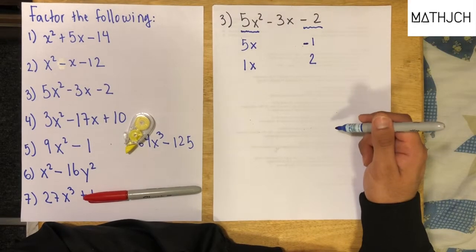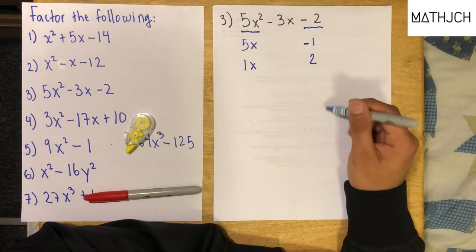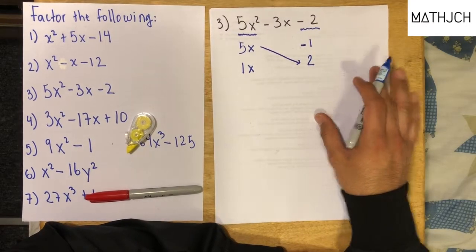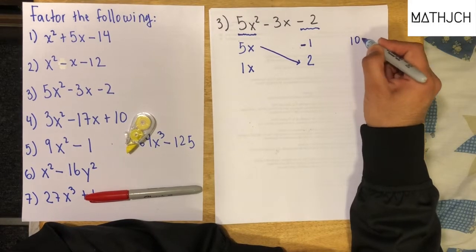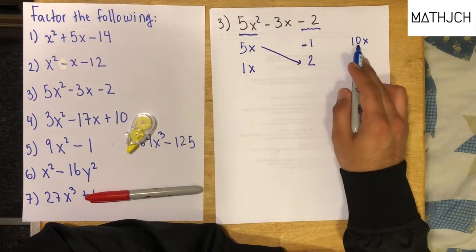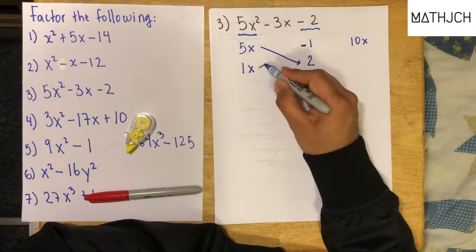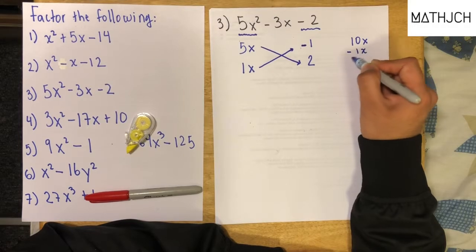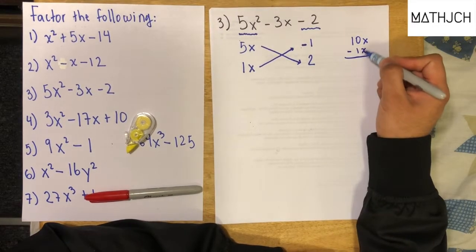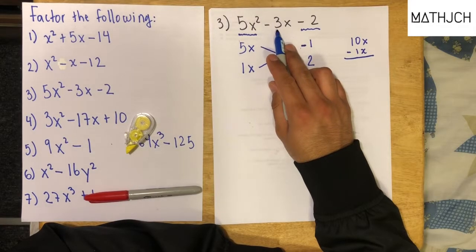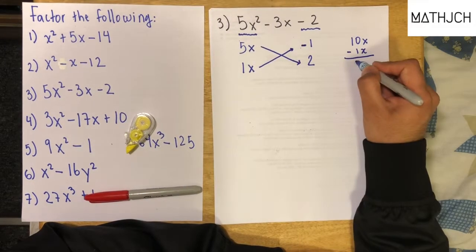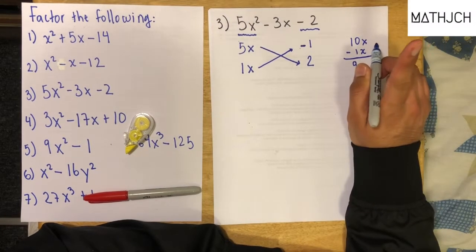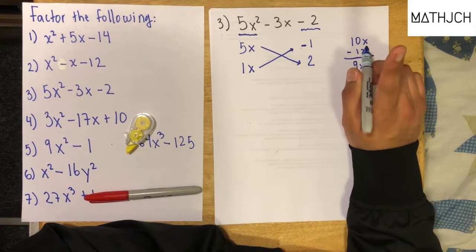Now, the next step is we're gonna do a cross multiplication. We're gonna multiply 5x times 2, which gives us 10x, right? And 1x multiplied by negative 1 gives us negative 1x. If I combine these two results, I'm supposed to get my middle term. Notice that in this case, we don't get it, right? So we have to do a different approach.